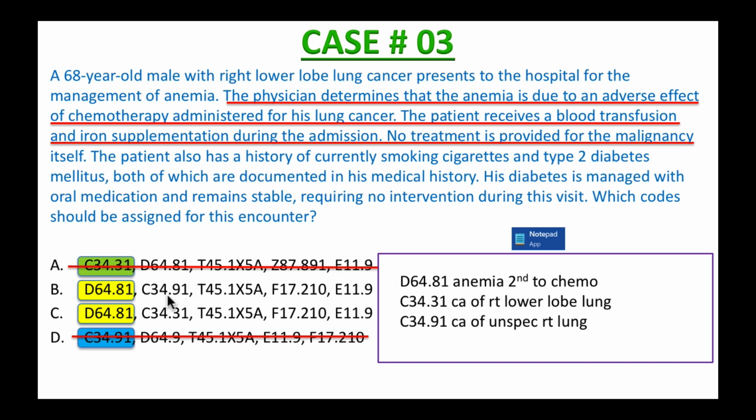B has C34.91, cancer of an unspecified part of the right lung, and C has C34.31, cancer of the right lower lobe of the right lung. Based on the question, it states that this patient had right lower lobe lung cancer. So C34.31 is the correct code to report. That said, C is the correct answer for this case.